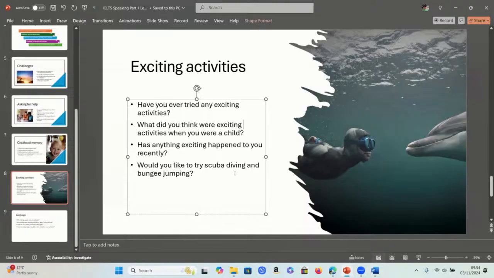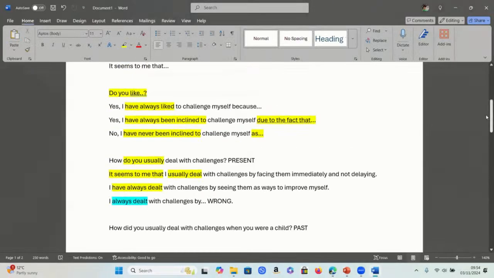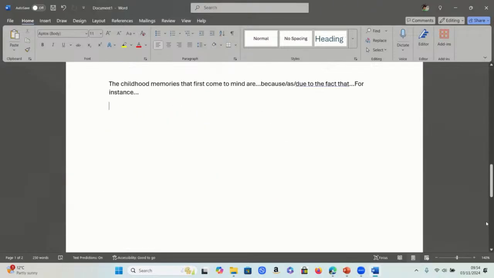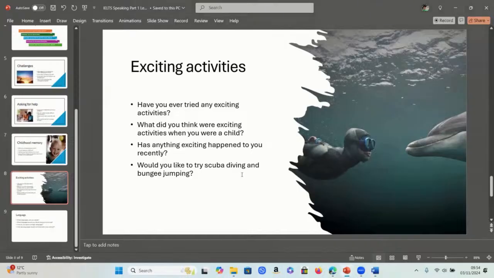And then the last question is a "would you like" question, but not "do you like", because they test the difference between "would you like" and "do you like". So "would you like" is possibly about the future. And what do we say for "would you like"? Yes, I would. It seems to me that they want to hear the "I'd". What do you want to do in the future? What would you like to do in the future?